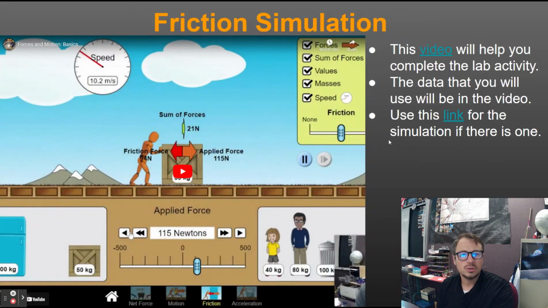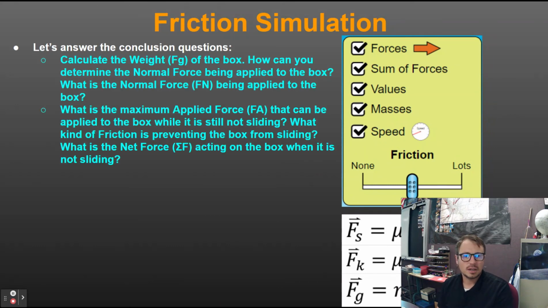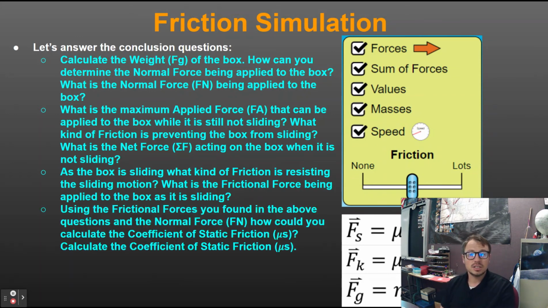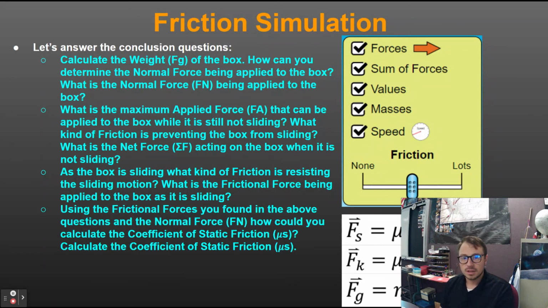So in order to reinforce all of this, we did that friction simulation. We calculated the weight of the box, the applied force applied to that box. So that one's just pushing the box until it starts to slide. Now, these questions you can answer. As the box is sliding, what kind of friction is resisting the sliding motion? It's going to be kinetic friction. And what is the force being applied to the box as it's sliding? That is going to be equal to the kinetic friction.